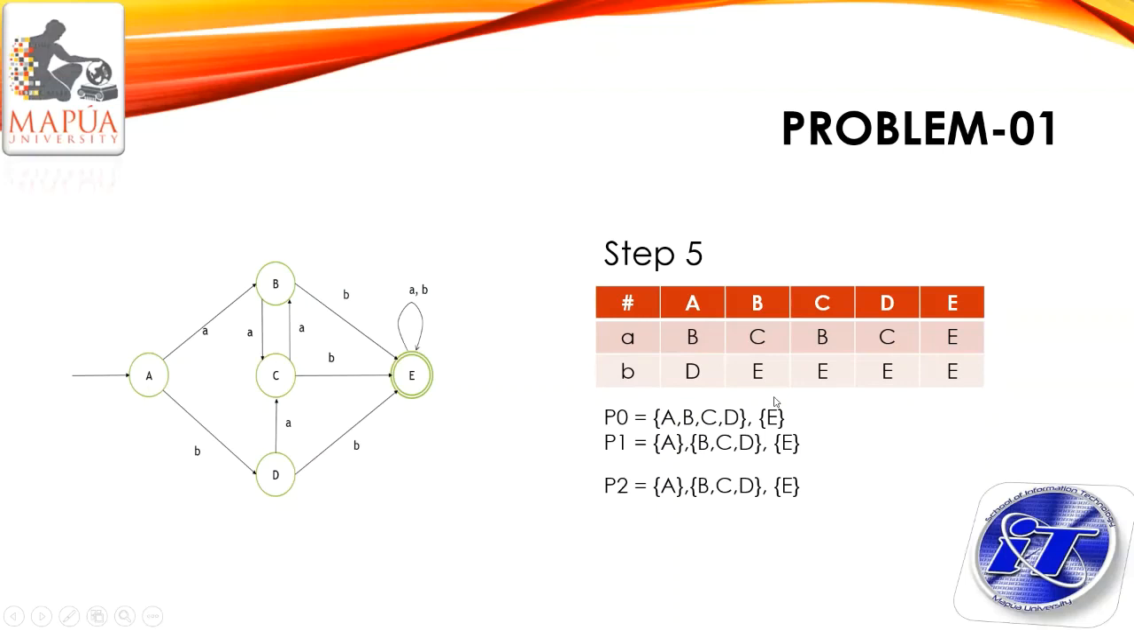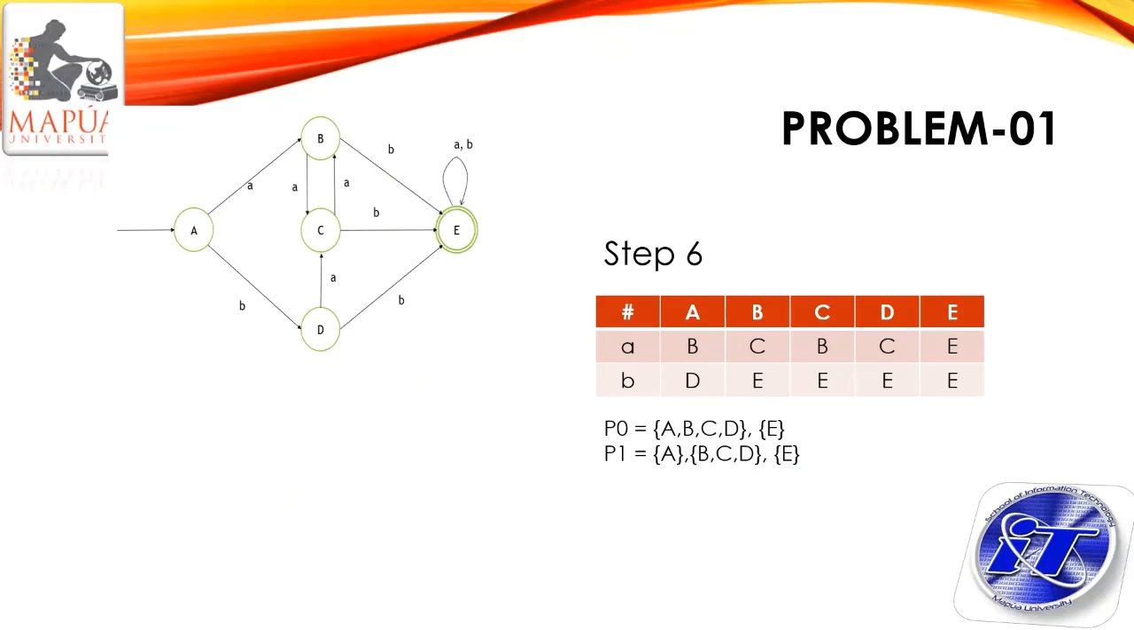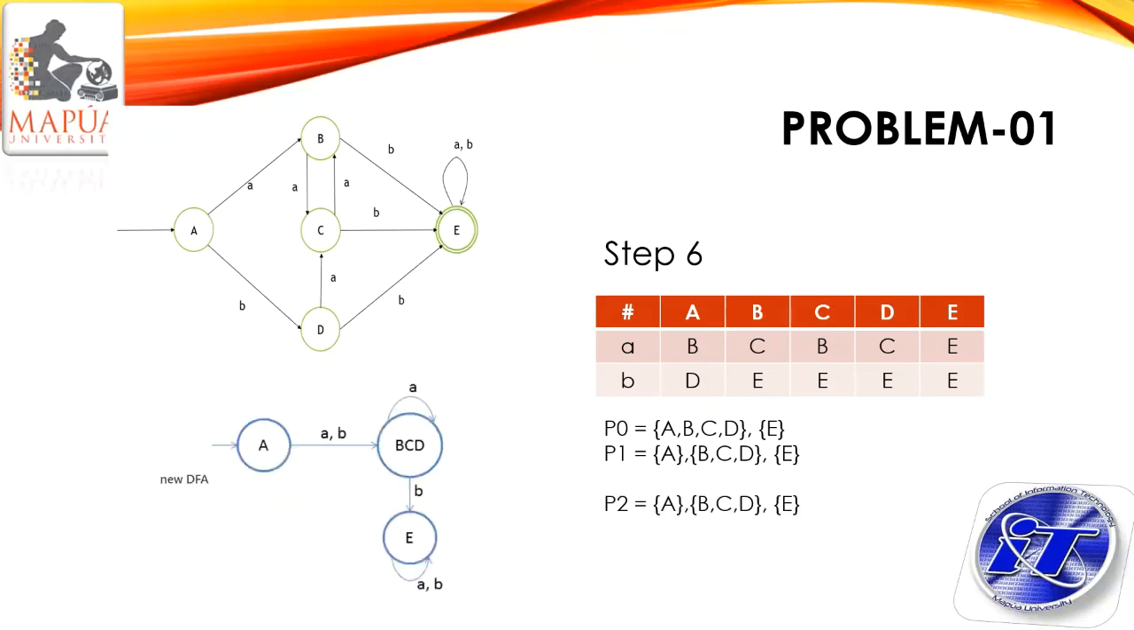So therefore, since they are the same after equivalence 1, we're going to stop our grouping, and these will be our states: the state that contains A, the state that contains B, C, D, and the state that contains E. So this will be our new automaton. Okay, so A accepts anything, and with its A and B, it will go to B, C, D.